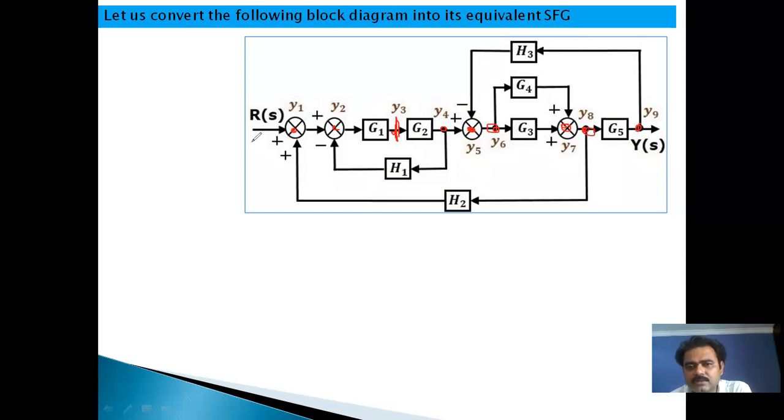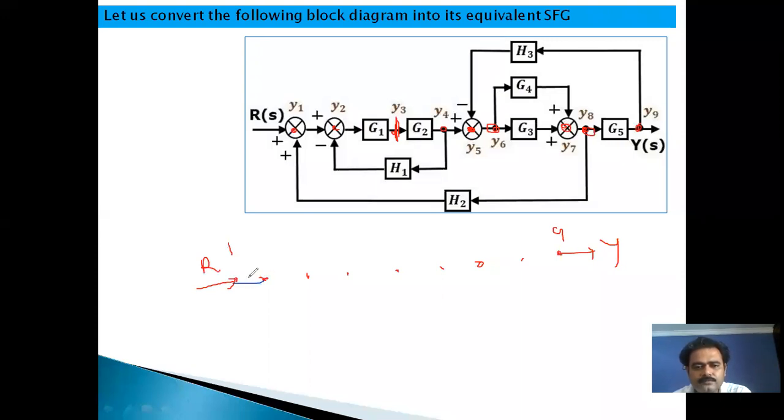Once we fix the variables, how many variables are there? Total 9 dots: 1, 2, 3, 4, 5, 6, 7, 8, 9, up to 9. Here the input signal is R, and the outgoing signal is Y. Y of S, R of S. So from Y1 to Y2.